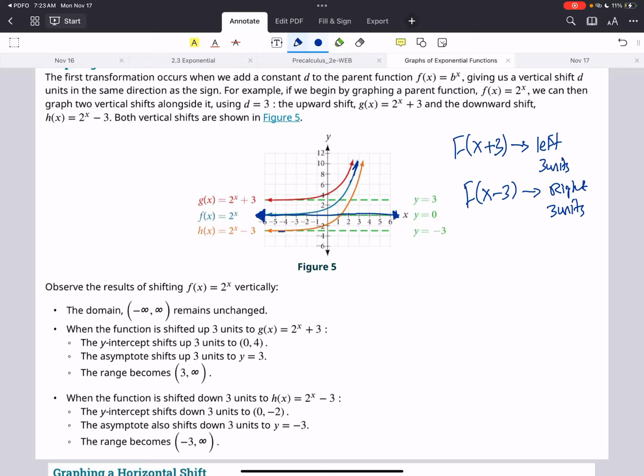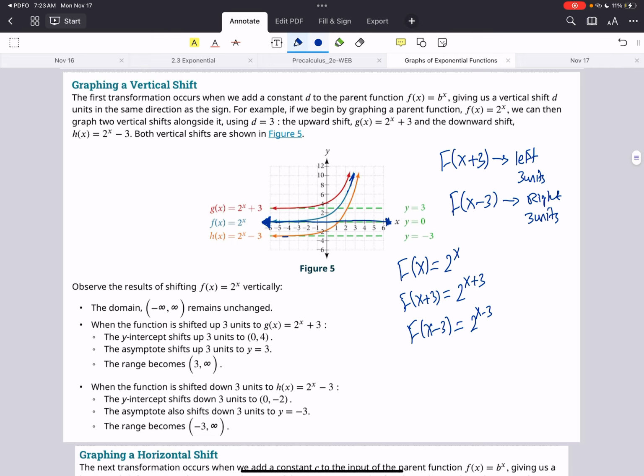So if you subtract from x, it moves to the right. You add to x, it moves to the left. Let's have an example. f(x) equals 2 to the power of x. f(x + 3) is simply 2 to the power of x + 3. f(x - 3) is 2 to the power of x - 3. It's that simple. You can read this if you want.